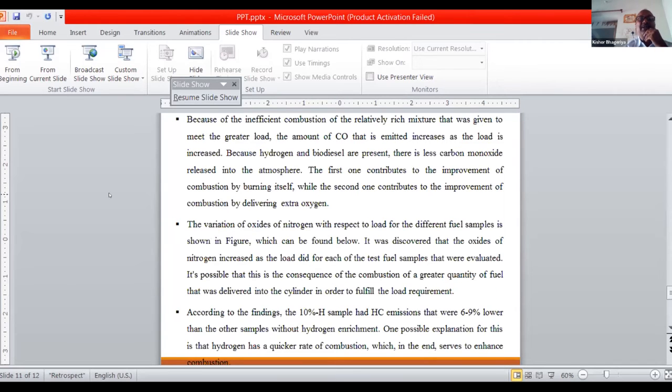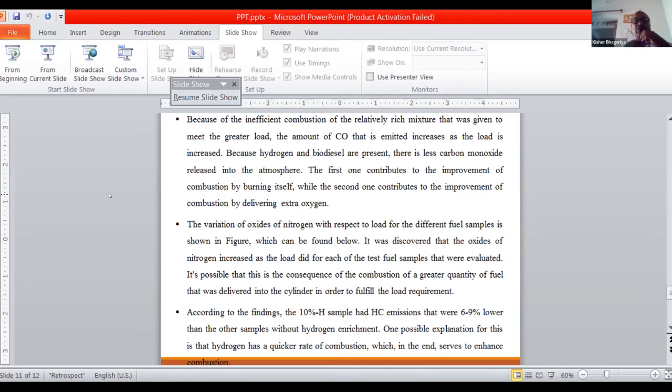Because of the inefficient combustion and the relatively rich mixture that has to be met at the greater load, the amount of CO that is emitted increases as the load is increased. Because hydrogen and biodiesel are present, less carbon monoxide is released into the atmosphere. The first contributes to the improvement in the combustion by burning itself, while the second contributes to the improvement of the combustion by delivering the extra oxygen.